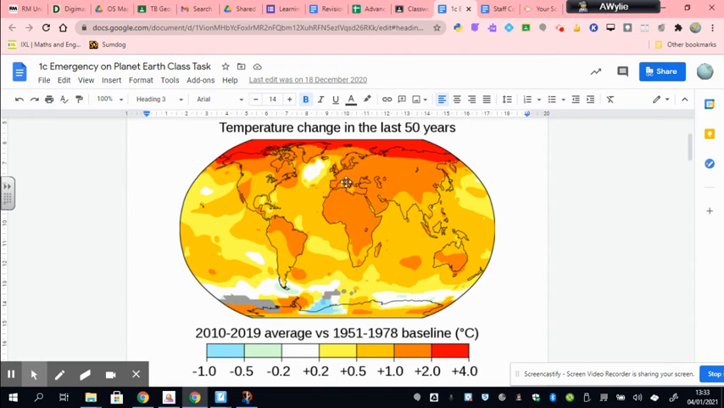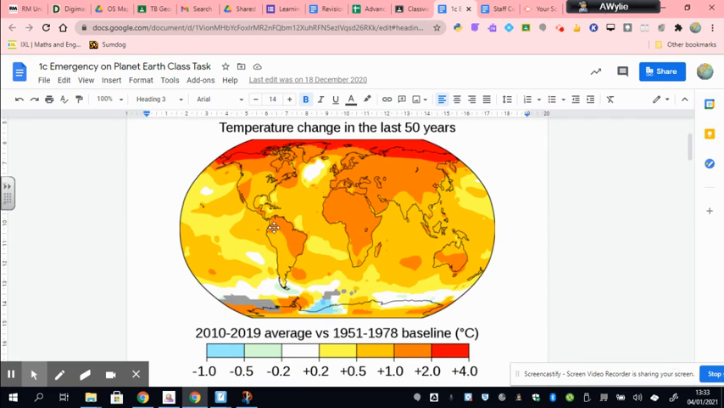It is fair to say that all of Europe has warmed up between 1 and 2 degrees, because all of Europe is that color. It would not be true to say all of Africa has warmed up by 1 to 2 degrees, the orange, because the southern bit hasn't. So if I was describing Africa, I would say the northern part of Africa, or I'd say all of Africa except the south, has warmed up between 1 to 2 degrees.